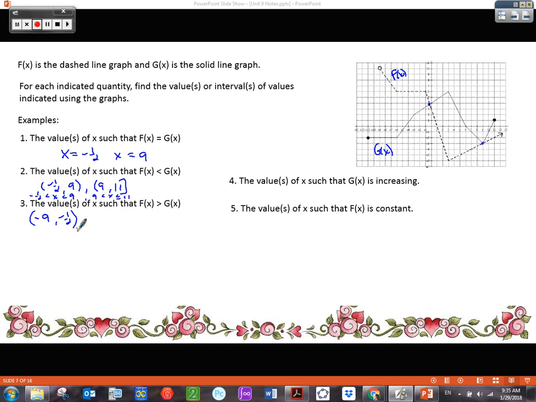Okay. Number 4, the values of x such that g is increasing. All right, so let's focus on the solid line one, the g one. Increasing, the way we read increase, decrease, I'll just remind you, is as we're reading like a book from left to right, when we start rising, that means it's increasing. Right, the y values are increasing. So as I'm looking at g of x, it starts increasing right here at -6, and it increases till it hits here, which is what, 3. Okay, so we go from -6 to 3, then we decrease.